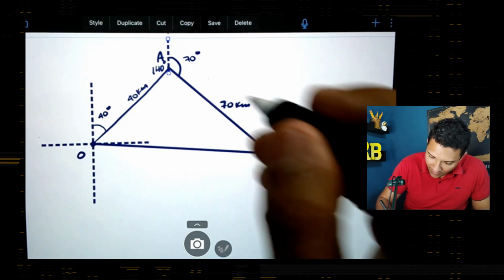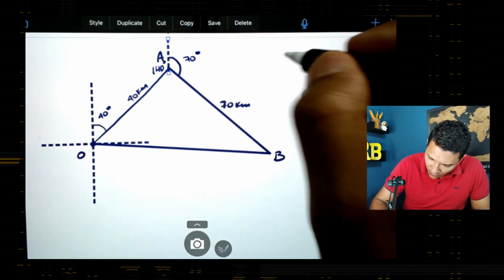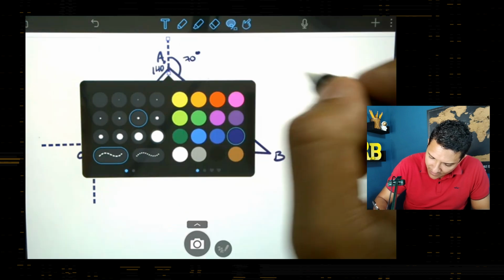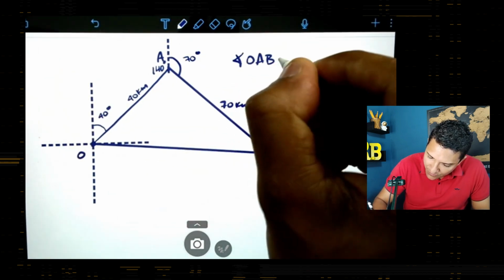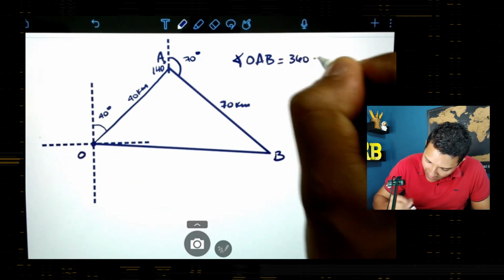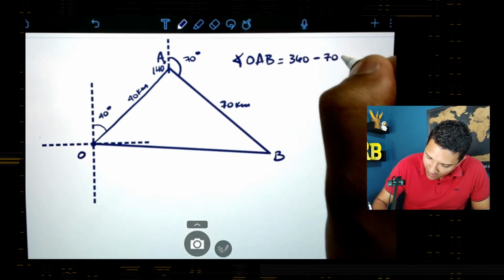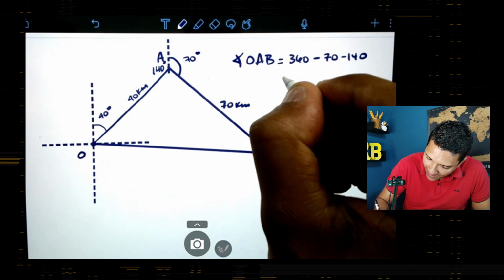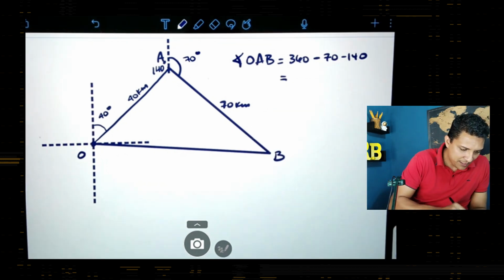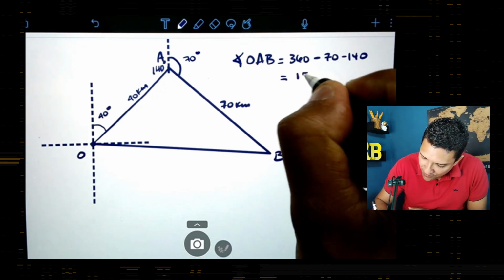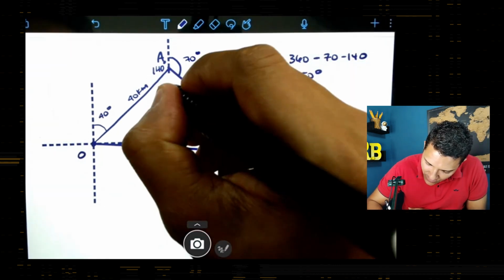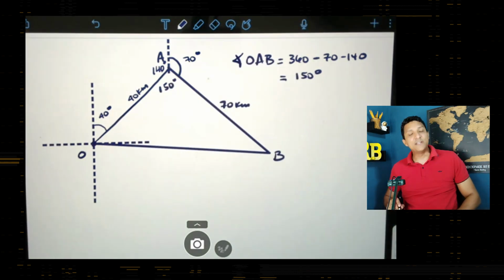So basically, to find this angle, the angle OAB, it is going to be 360 minus 70 minus 140. And that is 150 degrees. So in other words, this angle here is 150 degrees.